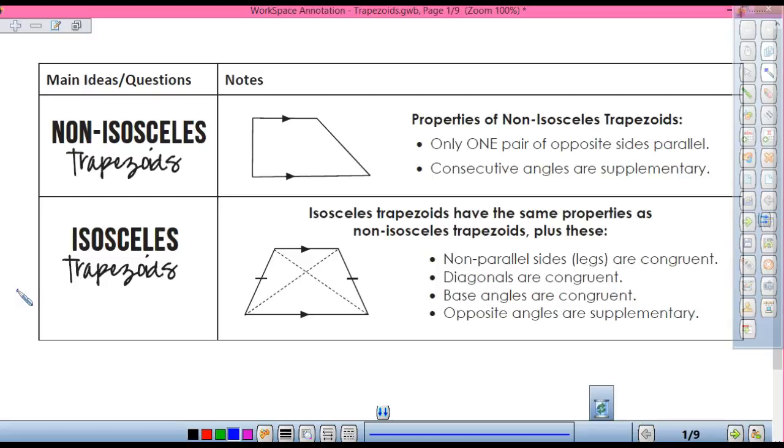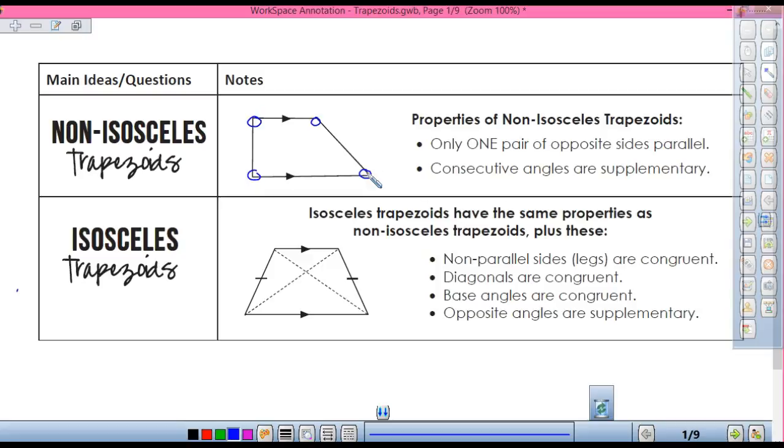When we are talking trapezoids, consecutive angles are going to be supplementary. But when you're going consecutive, you're basically going from the parallel lines. So this angle and this angle are going to be supplementary. This angle and this angle will be supplementary. You can't say the same thing if you're going from non-parallel side to non-parallel side. Make sense?